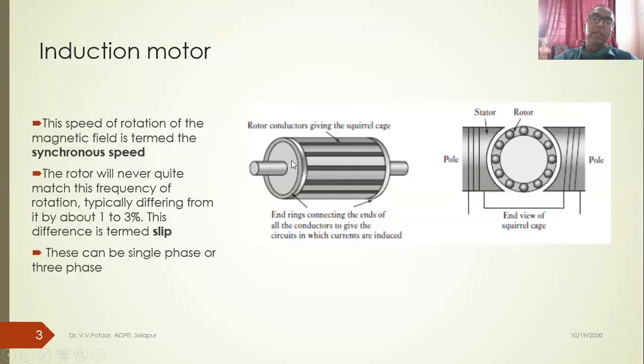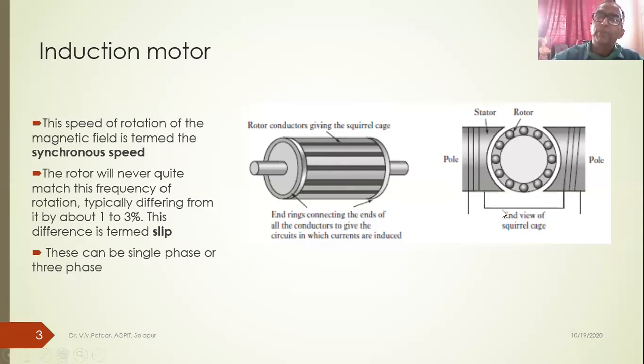As we discussed, these are the end plates, end rings connecting the ends of all the conductors to give the circuits in which currents are induced. So we are not supplying any currents to this rotor. We have rotor conductors giving the squirrel cage. It gives the look of a cage. Cage means pinjra type look. So that's why the name squirrel cage.